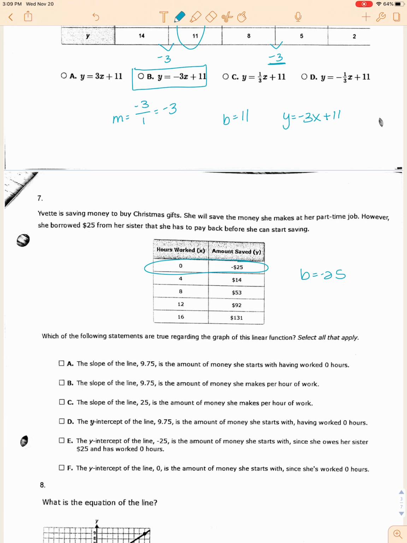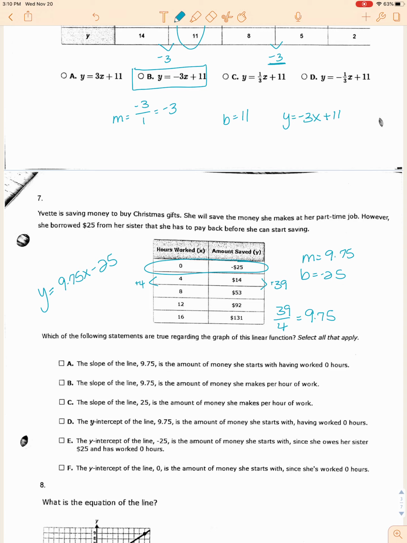So her slope, I can find between any 2 points. So if I look at the difference in y over the difference in x, 14 to 53 is a positive 39. 4 to 8 is a positive 4. So I get 39 over 4. And that's 9.75. So my slope is 9.75, which leaves my equation y equals 9.75x minus 25. So now I'm reading through the statements and I'm trying to figure out which one is true.